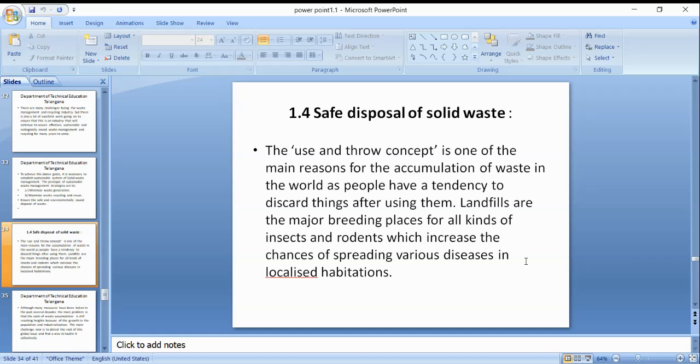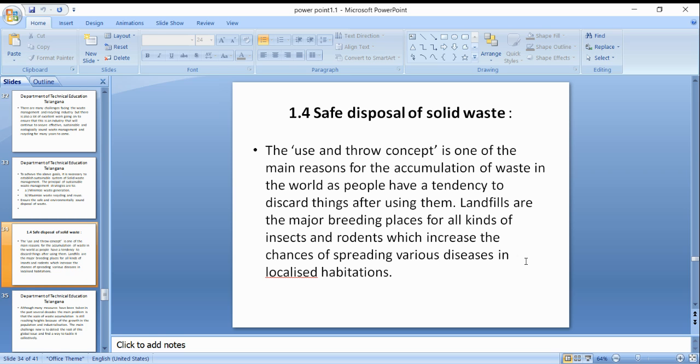Next, here we have studied three subtopics. First comes the introduction, next comes the classification, and third comes the need. Last comes the safe disposal of solid waste.